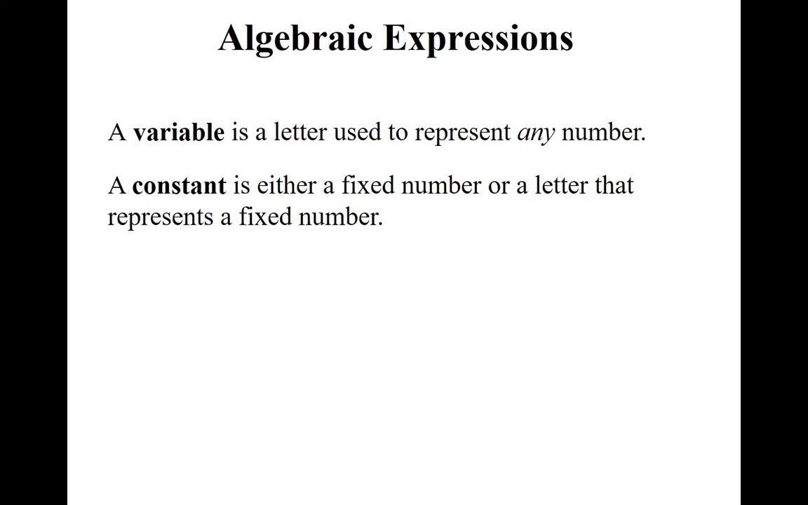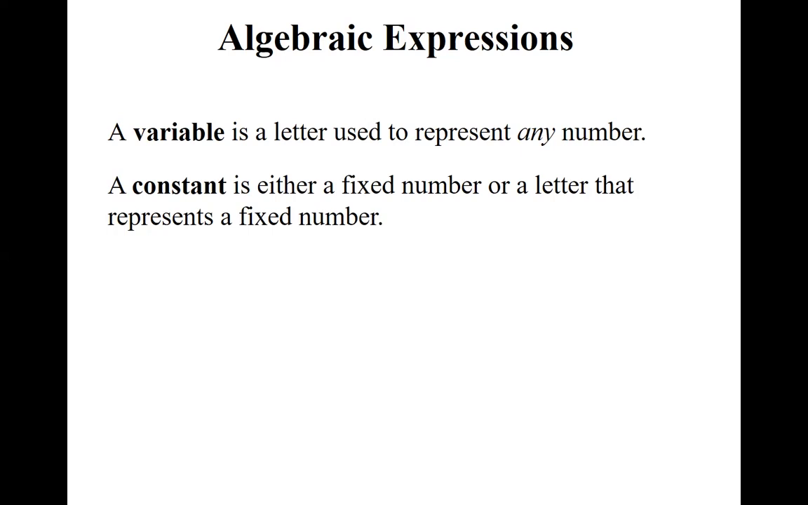Now, on the other hand, we have a constant, which is either a fixed number or a letter that represents a fixed number. So 3 is a constant. 42 is a constant. 54 is a constant. 0 is a constant. Or if we say X equals 2, where X is always 2 and nothing else, that's a constant. That's a letter that represents a fixed number.